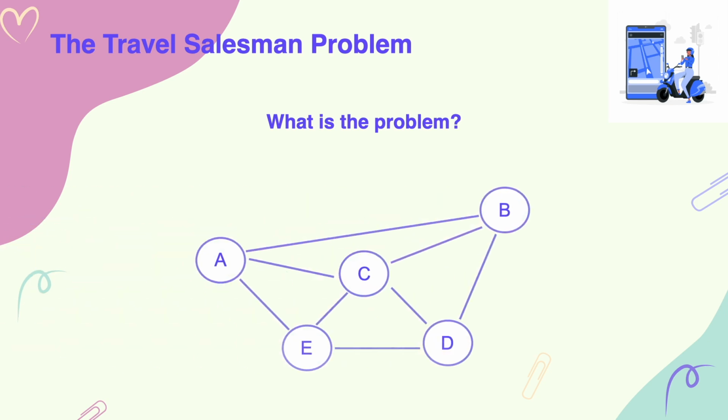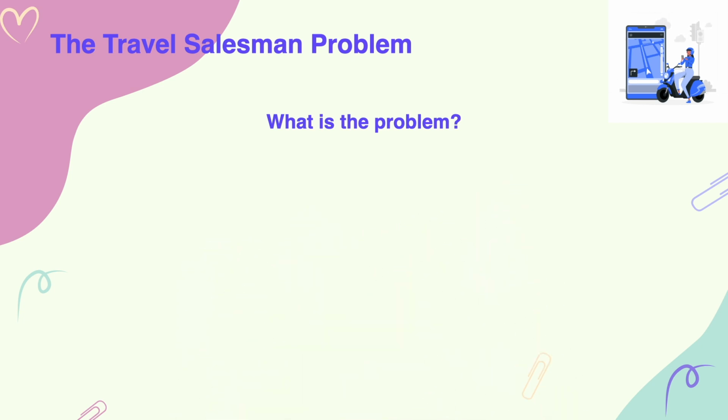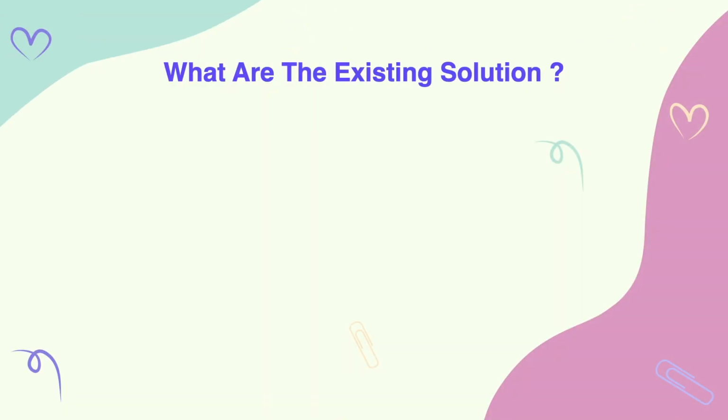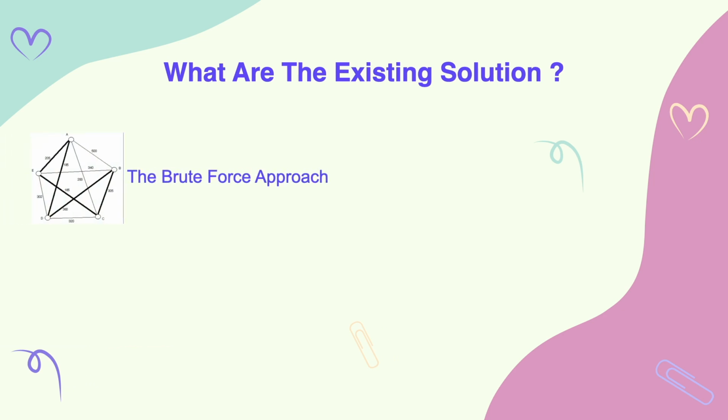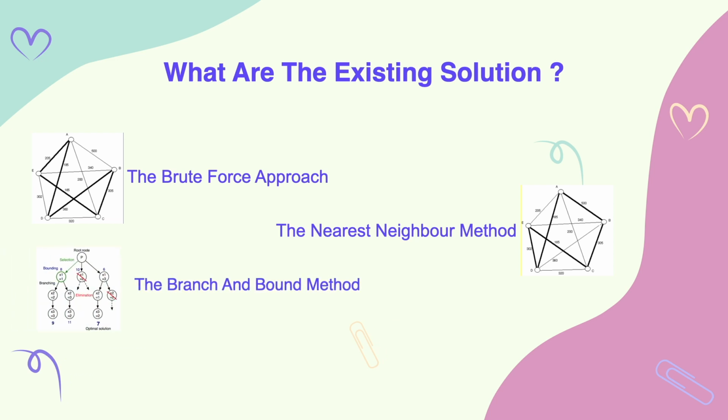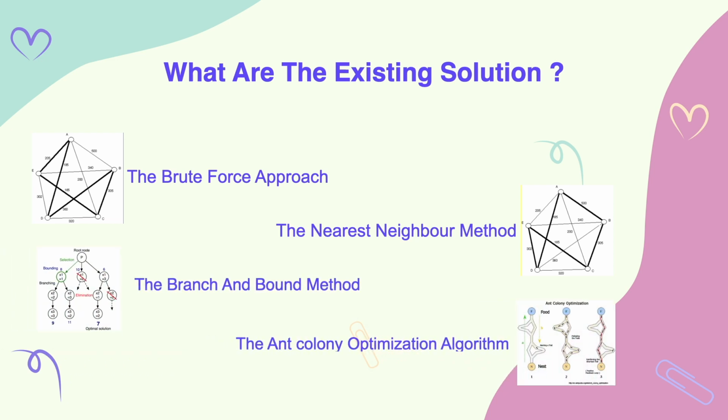Now let's see an example. Suppose a salesman has an order from places A, B, C, D and E. By graph theory, there are many possible paths between 5 nodes. So the salesman has to choose the shortest path to get benefits. For finding the shortest path there exist many solutions, for example, the brute force approach, the nearest neighbor method, the branch and bound method, and the ant colony optimization algorithm.